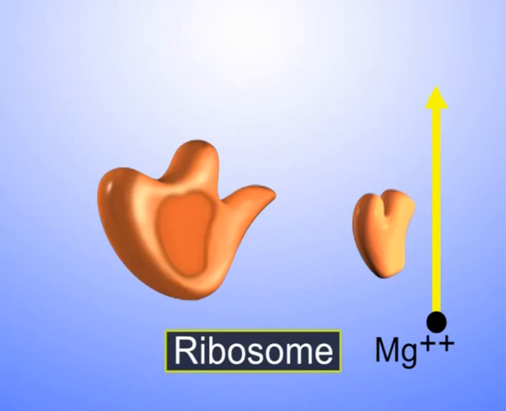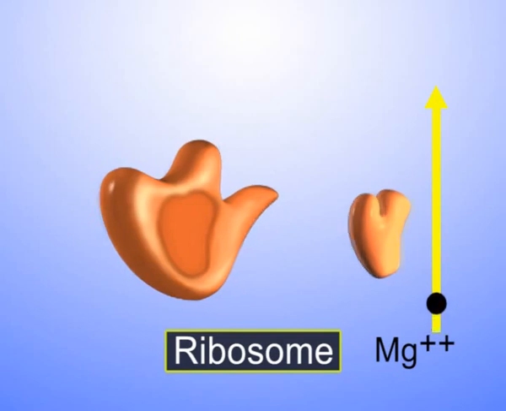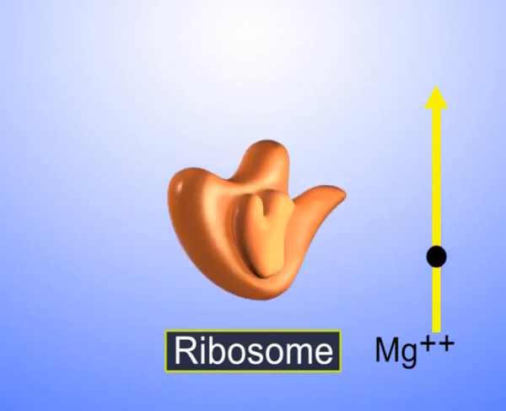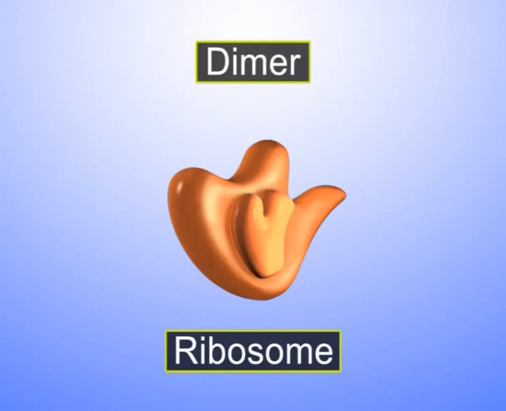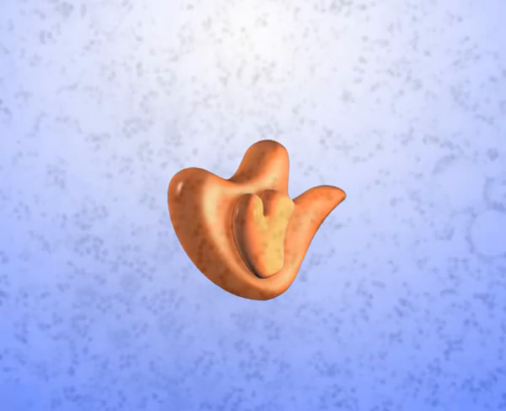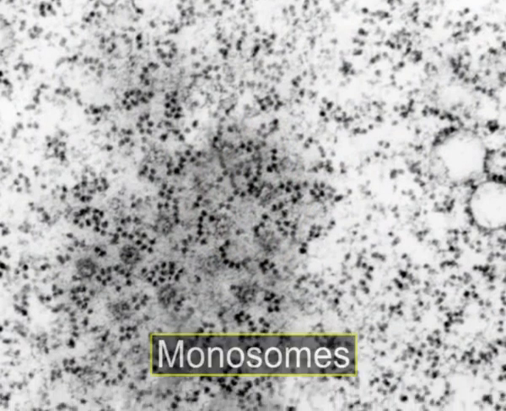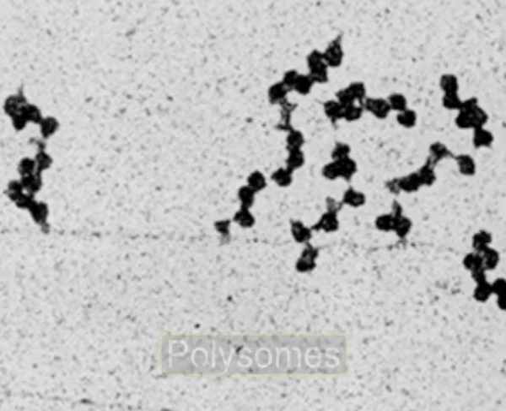Similarly, by raising magnesium concentration, two subunits become associated and the structure is known as dimer. Ribosomes may occur simply as monosomes, and there is another type of association which is formed by many ribosomes forming a chain on a common messenger RNA and is called polysomes.